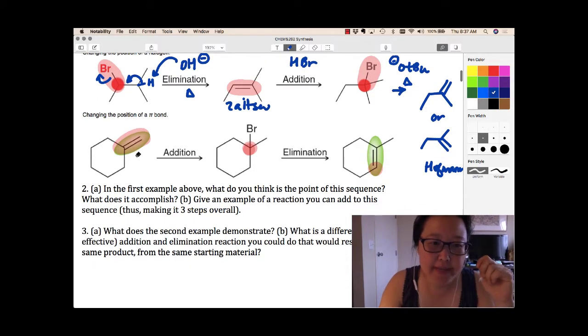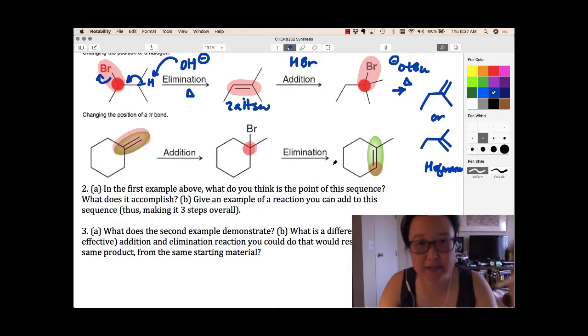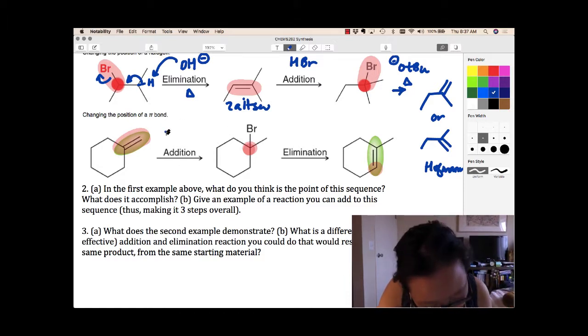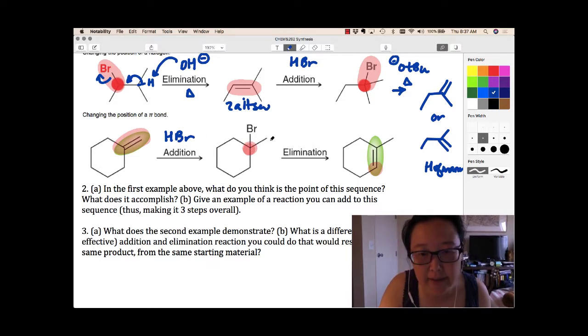All right, so the second example demonstrates how to move a pi bond from one location to another. So when you see problems like that, think, oh, the intermediate step is an addition. I need to add something, and then I need to eliminate it a different way. So to do that, we're going to do an addition with HBr. This is going to be Markovnikov because I want the Br on the more substituted carbon, not over here. And then I want to eliminate it, and I want to make it Zaitsev, not Hofmann.